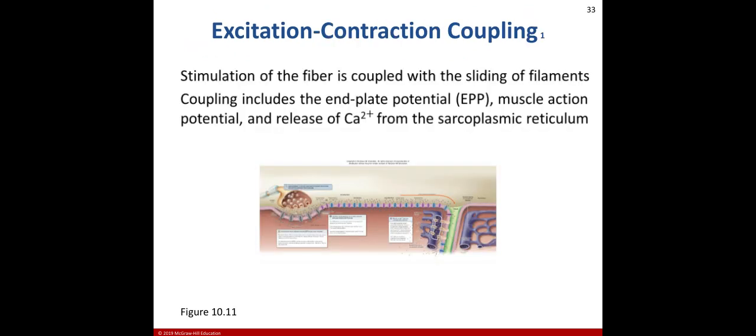So when that's happening, the stimulation of the fiber is also working with the sliding of filaments. So putting this filament sliding back and forth with this neuron is making what we call an end plate potential or a muscle action potential. And so when we are releasing calcium from the sarcoplasmic reticulum, this is what is happening as well.